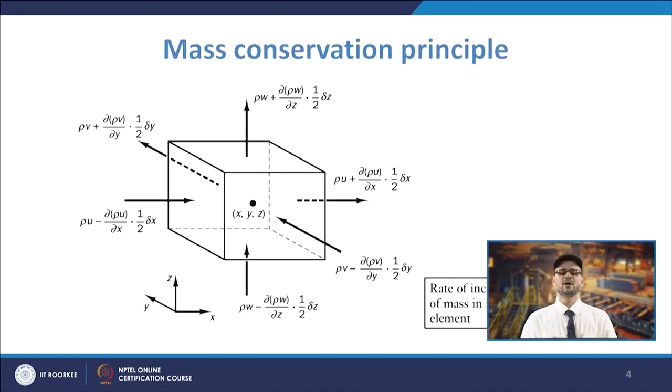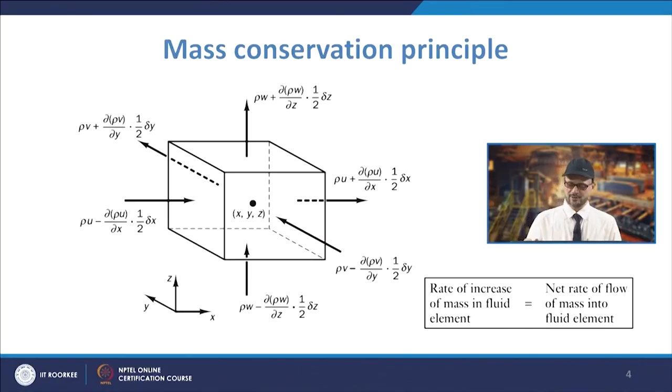Now coming to the mass conservation principle, it tells that the rate of increase of mass in a fluid element will be the same as the net rate of mass flow into the fluid element. So, whatever net rate of mass flow there is into the element, it will be the same as the rate of increase of mass in the fluid element. As you have seen, at this point, if these properties are rho, T, U, V and so on, or P, you will have the values on all these sides, and accordingly we will try to find the expression for this.